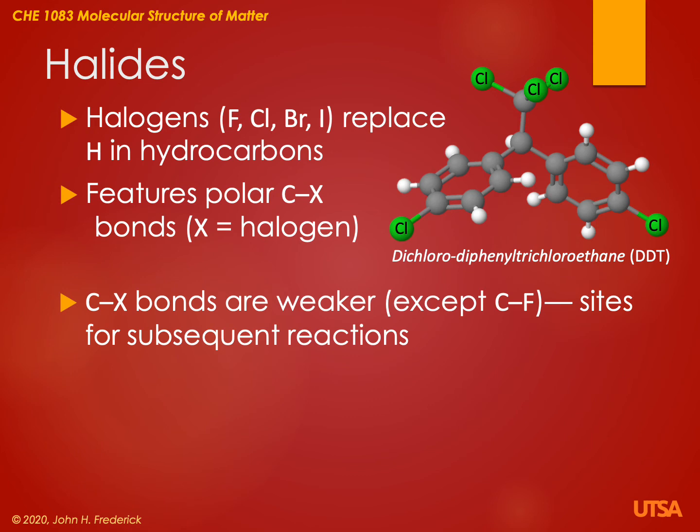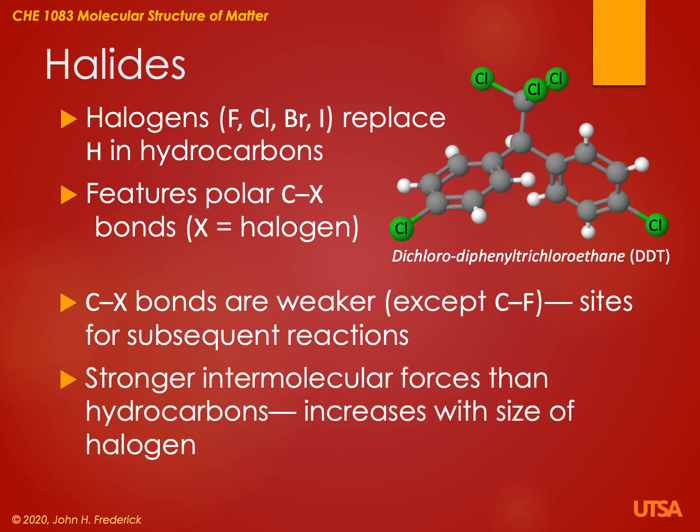They tend to be weaker than the carbon-hydrogen bonds, except for the carbon-fluorine bond, which is a very strong bond. Because they're weaker, they are sites for subsequent reactions. So this is our first clue that having functional groups does partially dictate the chemical properties of these molecules. They have much stronger intermolecular forces because they have this partial charge, and those forces increase with the size of the halogen. This is actually not so much due to the electrostatic force as it's due to something called a dispersion force.